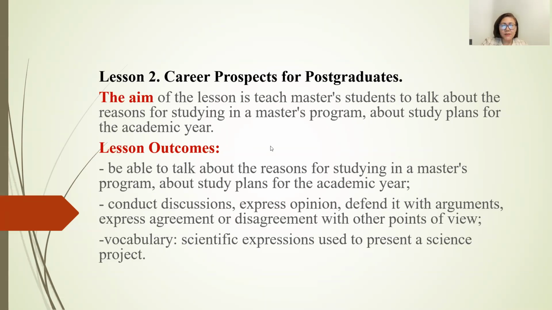Hello, students. The topic of lesson number 2 is career prospects for postgraduates. The aim of the lesson is to teach master's students to talk about the reasons for studying in a master's program and about study plans for the academic year. The lesson outcomes: be able to talk about the reasons for studying in a master's program and about study plans for the academic year.